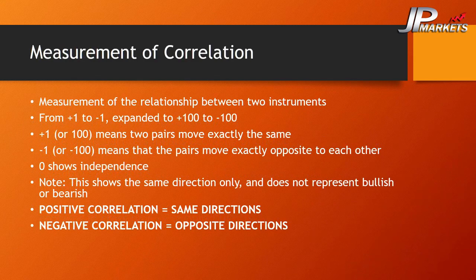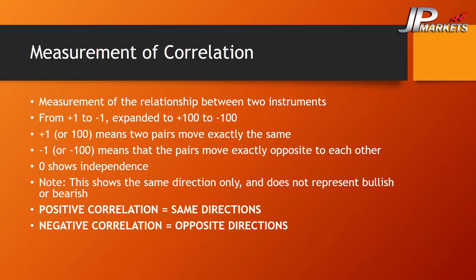Correlation is explained as the measurement of the relationship between two instruments. The correlation coefficient, which measures the relationship, is defined as a value ranging from +1 to -1. However, these values are extended to +100 and -100, which are easier to understand. A correlation coefficient of +1 means that the two pairs move in exactly the same direction as each other. A correlation of -1 means that the pairs move in exactly the opposite direction of each other. A correlation coefficient of 0.26 would mean that the two pairs have a slightly positive correlation, and a correlation of -0.6 would mean that the two pairs have a slightly negative correlation with each other.